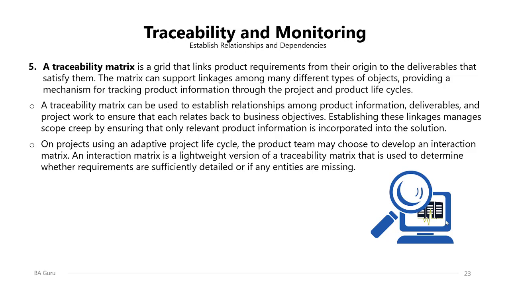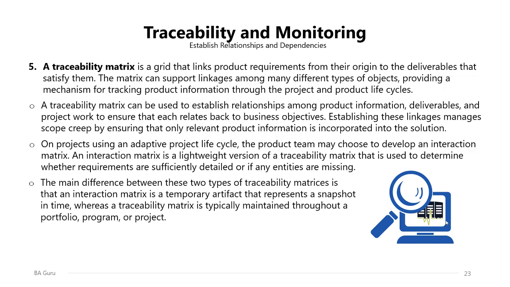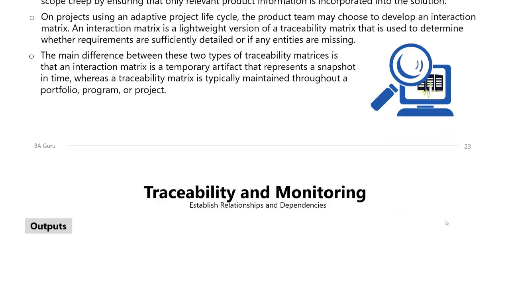any entities are missing. I had one question in my PMI PBA exam about the difference between the interaction matrix and the traceability matrix. Just keep in mind that both serve the same purpose. However, the traceability matrix is used in a predictive environment, while a lightweight version of this matrix, known as the interaction matrix, is used in an agile environment. The main difference between these two types of traceability matrices is that an interaction matrix is a temporary artifact that represents a snapshot in time, whereas a traceability matrix is typically maintained throughout a portfolio, program, or project. This is the key difference between the traceability matrix and the interaction matrix.